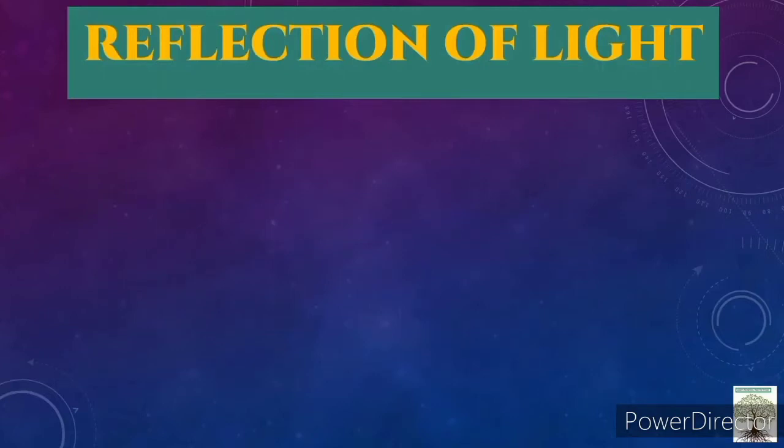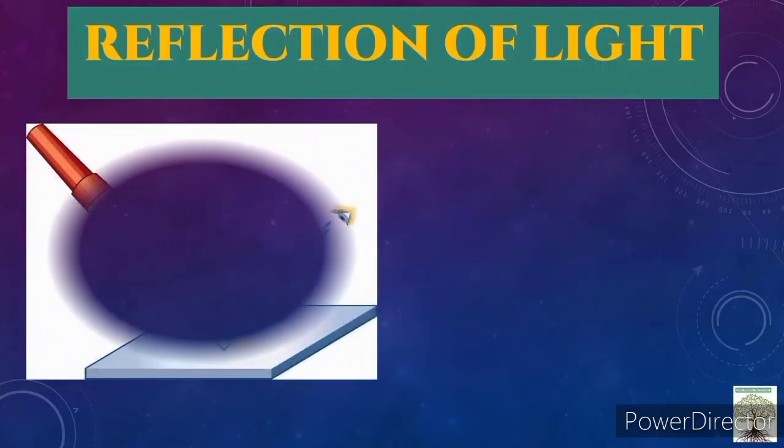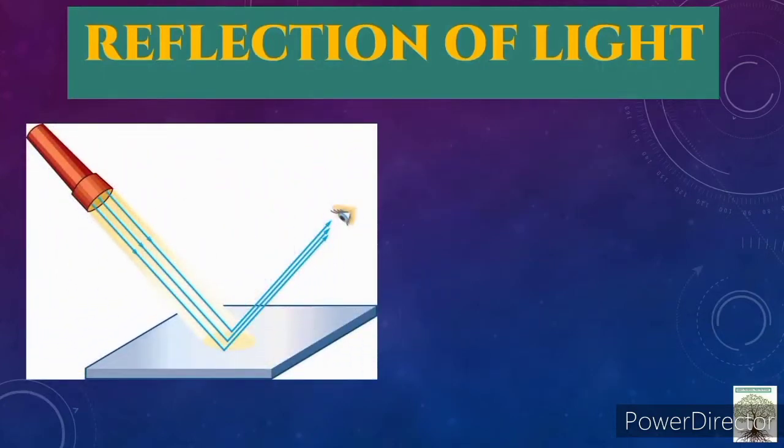For this video, we will study the properties of light. And the first property of light is the reflection of light. As we can see, when light falls on opaque objects, these objects reflect this light or bounce back the light into our eyes so that we are able to see the opaque object.